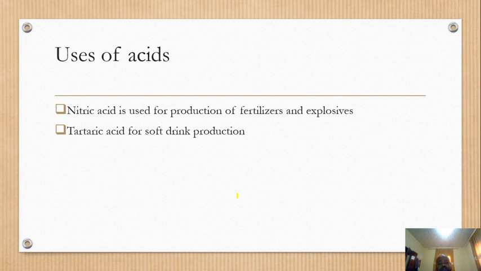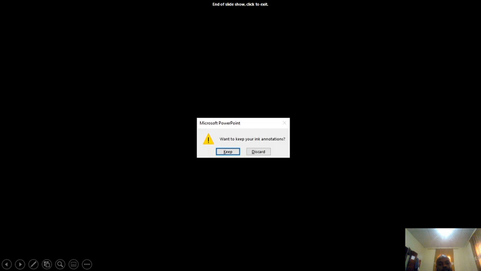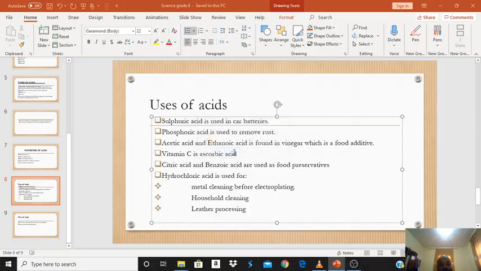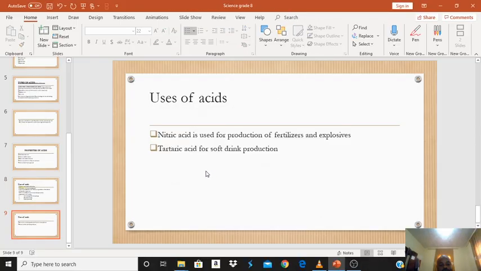Nitric acid is used for production of fertilizers and explosives. We explained this at the beginning. Tartaric acid, which is from grapes, is used for soft drink production. So some of the soft drinks are made of grapes, by the way. Okay, that is the end.